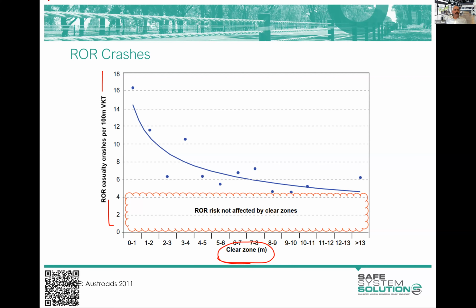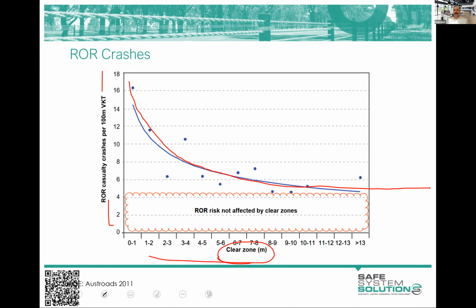Vehicle kilometers traveled. That's right, VKT. So that's your measure: how many vehicles and how many kilometers are being traveled. You can do a like-for-like comparison between a high-volume road and a low-volume road by putting it all back to crash rates per VKT. That's your equal playing field in that sense. The point being that as you create clear zones, you reduce run-off-road crash rates, but it asymptotes out around 4 casualty crashes per 100 million VKT.